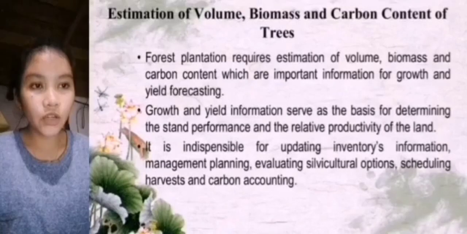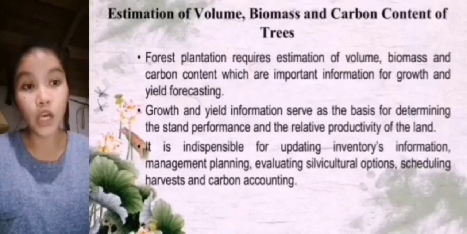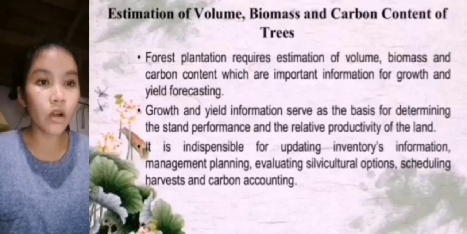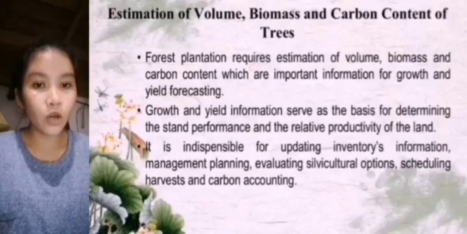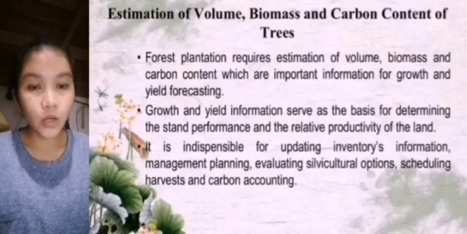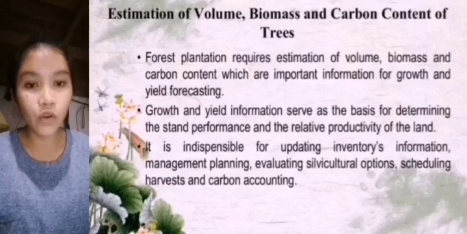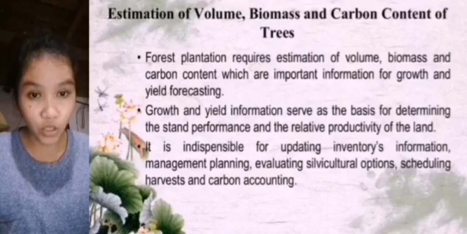Estimation of volume, biomass, and carbon content of trees. So, forest plantation requires estimation of volume, biomass, and carbon content, which are important information for growth and yield forecasting. Of course, it is plantation management, so it is necessary for us to predict the actual harvesting. So, growth and yield information serve as the basis for determining the stand performance and the relative productivity of the land. Of course, the quality of the timber matters.